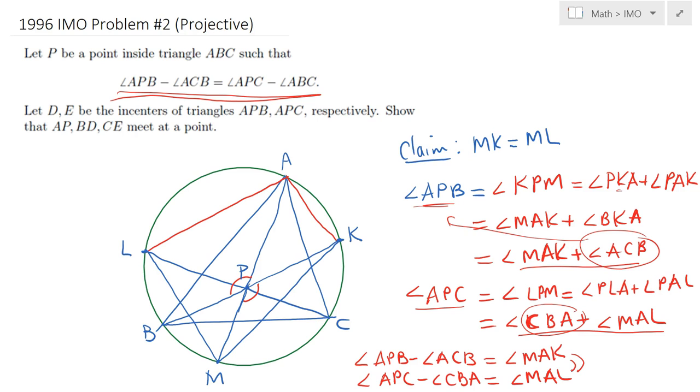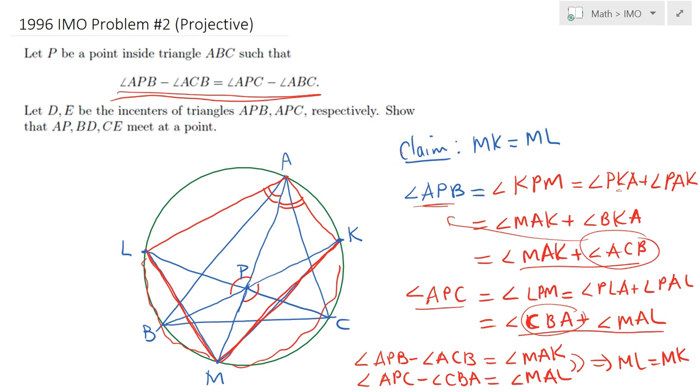But if angle MAK and MAL are equal, let me actually decorate these angles here. Those two angles are equivalent. They subtend these arcs here, but these arcs are cut off by these two chords. As a result, those two chords must be equal. So this implies that ML is equal to MK. So that proves the claim. So I'm done with the first part.